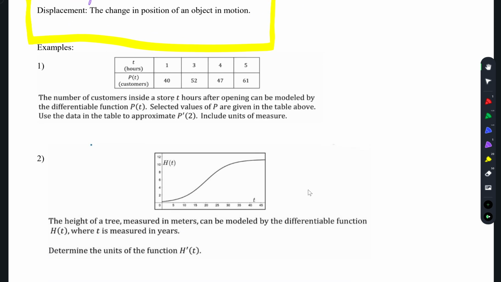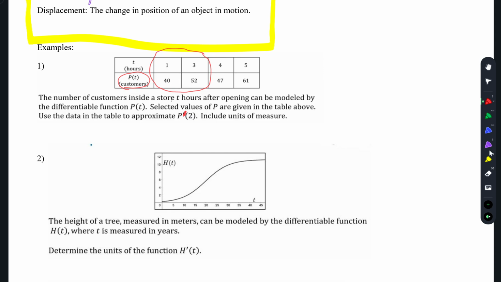So I tried to do ones with how you have to explain it. If you're given customers inside a store t hours after opening can be modeled by this differentiable function P. Selected values of P are given in the table. Use the table to approximate P prime. So just pay attention. You want P prime, but you're given P. So that means you're going to be doing some kind of slope. So P prime of 2, just pick the two values that have 2 in the middle of them. And you're just going to do slope formula.